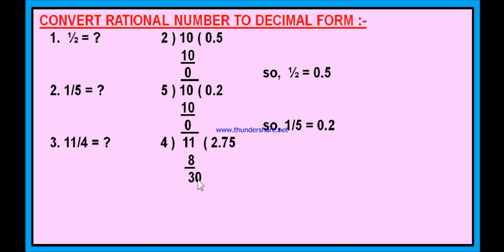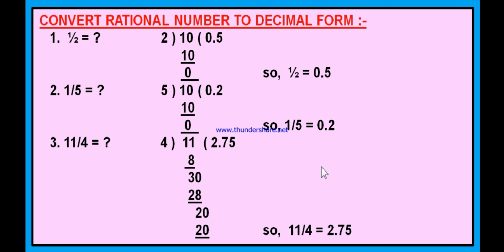Now can you divide 3 by 4? You cannot. Therefore, keep a point and write 0. It is 30 now. In 30, 4 7 times. 7 4's 28. Subtract now. If you subtract 28 from 30, you will get 2. Add the digit 0 now so that it is 20. In 20, 4 5 times. 4 5's 20 and the remainder is 0. So the division is over. Now 11 by 4 is equal to, here the quotient is 2.75.